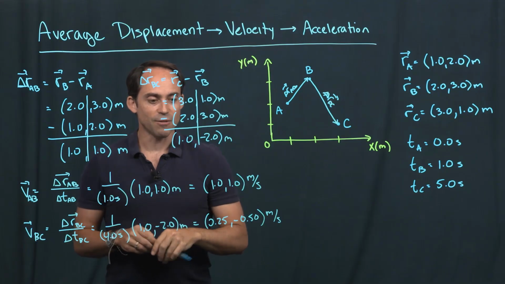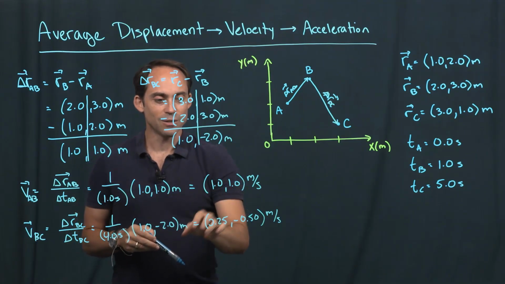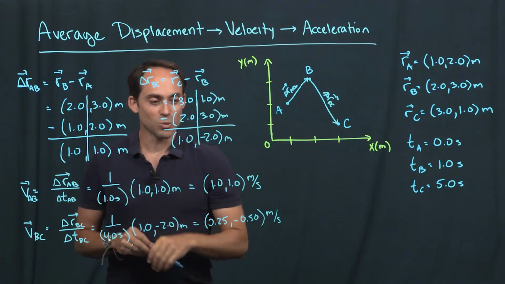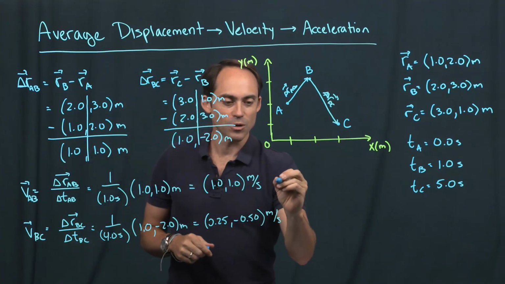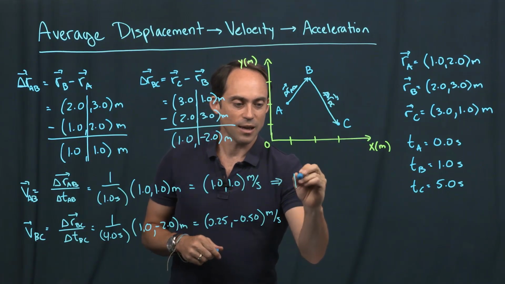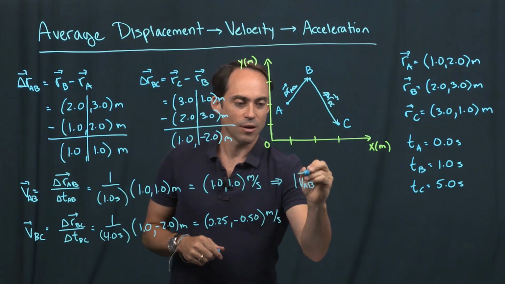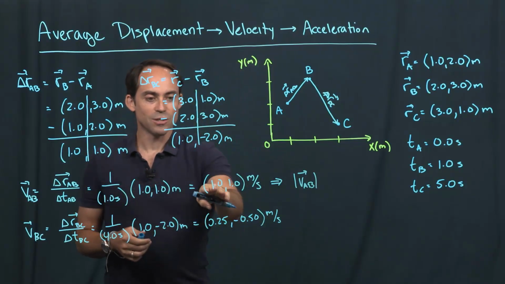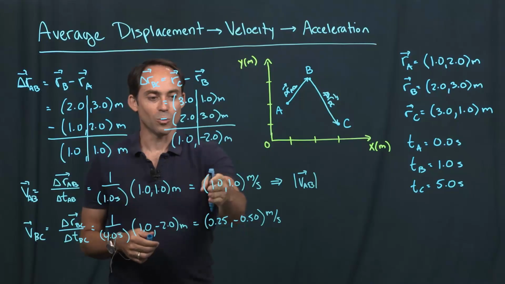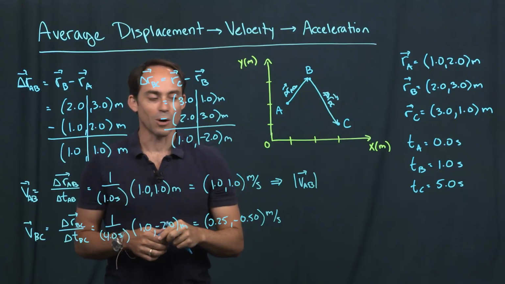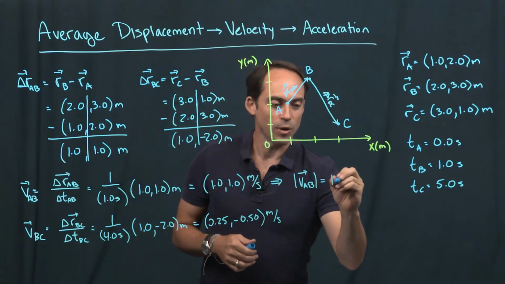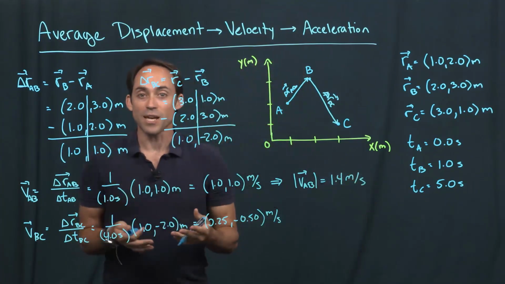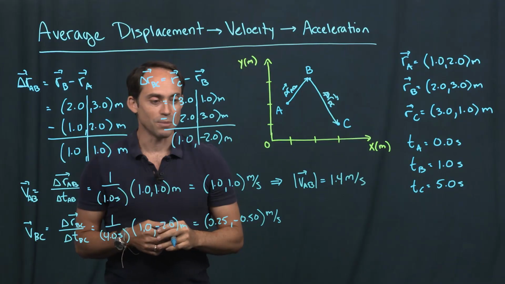The other thing to notice is that, in fact, this vector right here is a longer vector, a larger magnitude vector than this one. If I actually calculate out the components, the absolute value of v AB, or the magnitude of that vector, is just the square root of the sum of squares. So 1 squared plus 1 squared is 2, square root of that. That's going to give me 1.4 meters per second. That's a measure of the speed at which this object moved between A and B.